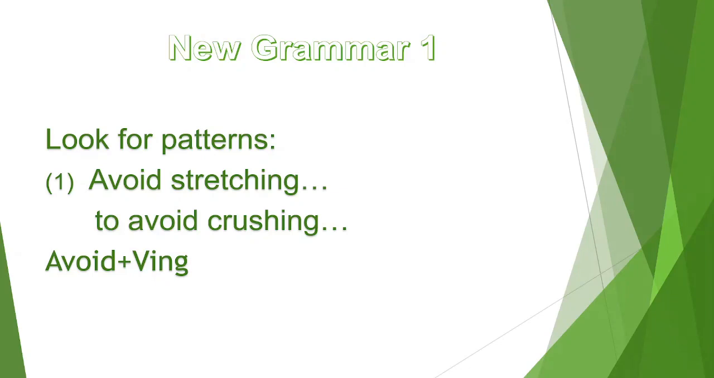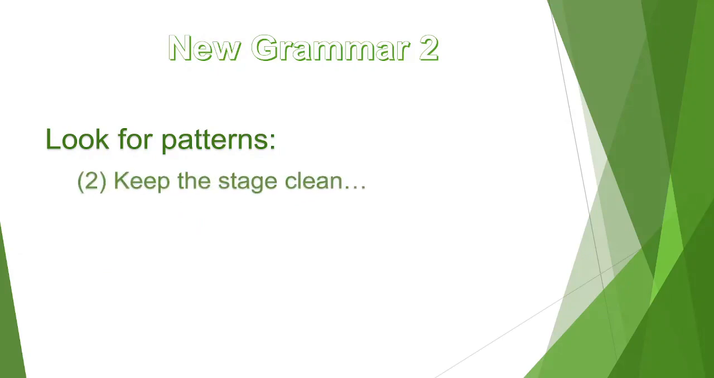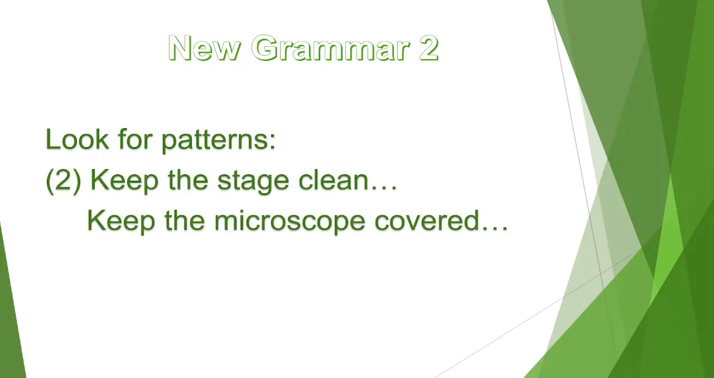Let me give you an example. In order to avoid missing the bus, you need to leave your home earlier. Let's look at example 2. Keep the stage clean. Keep the microscope covered. In this, you know how to use the word keep. After keep, you have a noun first, then an adjective. So you can say, keep the door closed.